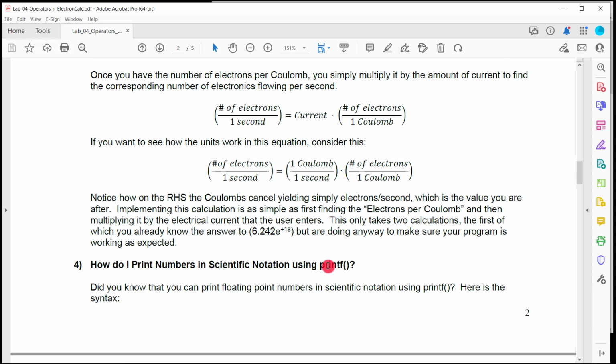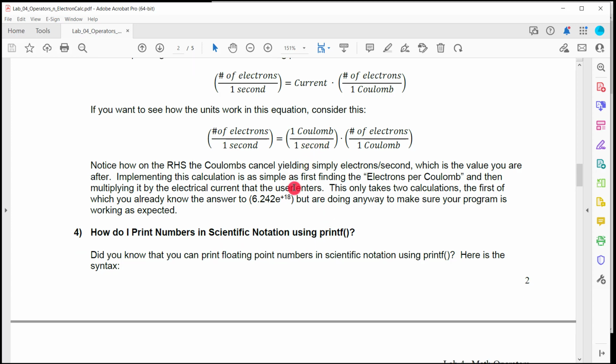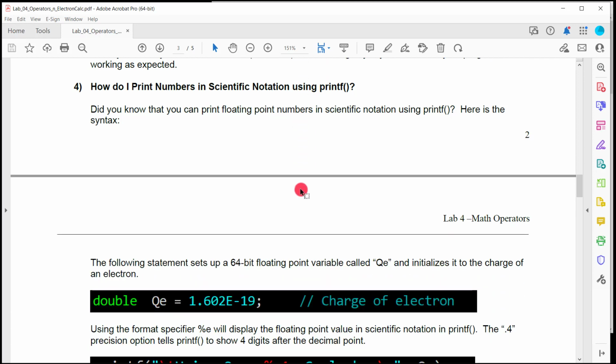Now, why am I telling you that? It's because you can actually create an electron calculator by saying, give me the current, and I will calculate the number of electrons per second that are flowing through a given point. Okay. Now, this is pretty straightforward to do. I give you the equations in here, but I want to show you how it looks.